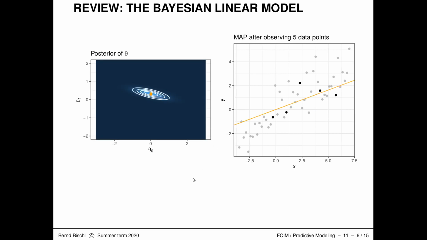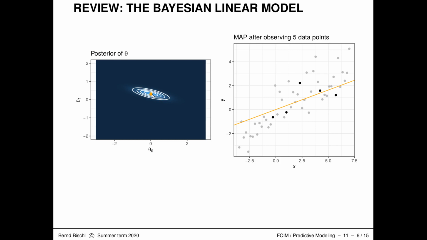Now I will pick 5 points from my data set, disregard all of the others, and do the posterior computation through Bayes' formula. You can see how this posterior is now peaked around a different point, with the corresponding orange linear model line on the right-hand side. And you can see that it has also focused a bit more around this MAP point.